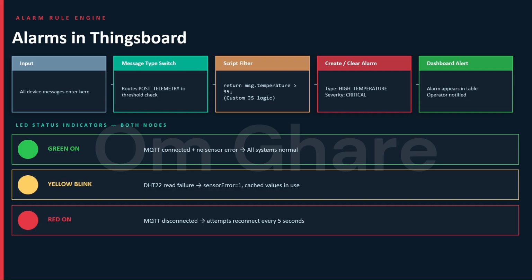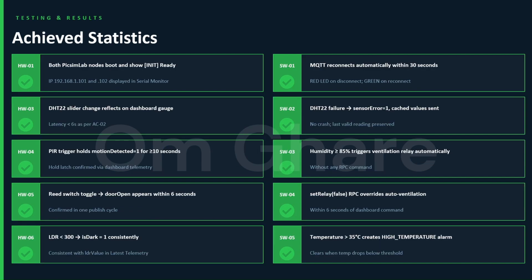So we can see that if it's red, the MQTT is disconnected. If it blinks yellow, as we saw, there is a DS22 read failure. Or if it is green, we can see MQTT is connected and there is no sensor data, as we saw on our PicsimLab. Now coming to the achieved statistics, that is testing.